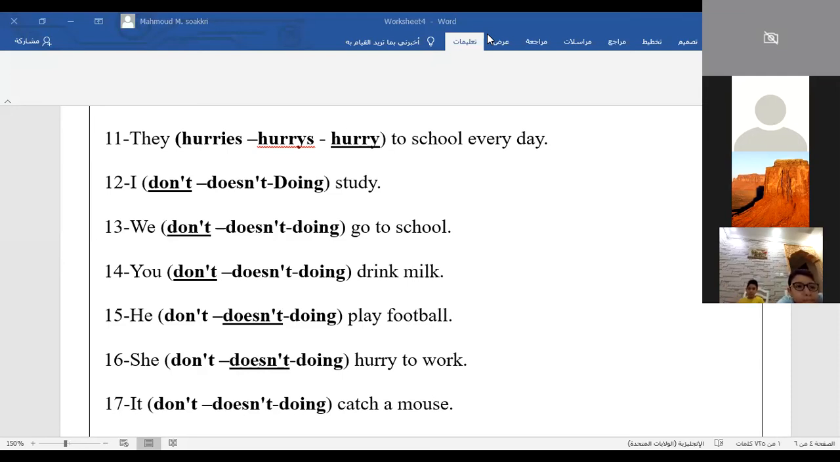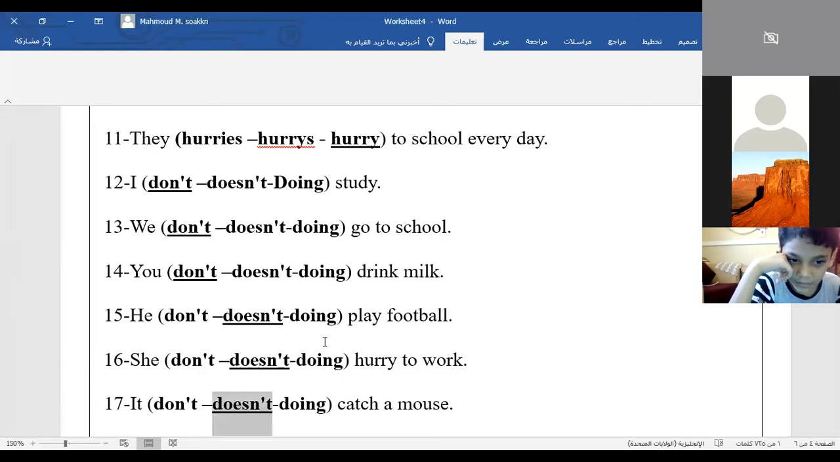Tayyib, number 17, please. It doesn't catch a mouse. Thank you, Tayyib. That's right. It takes doesn't in a negative sentence.